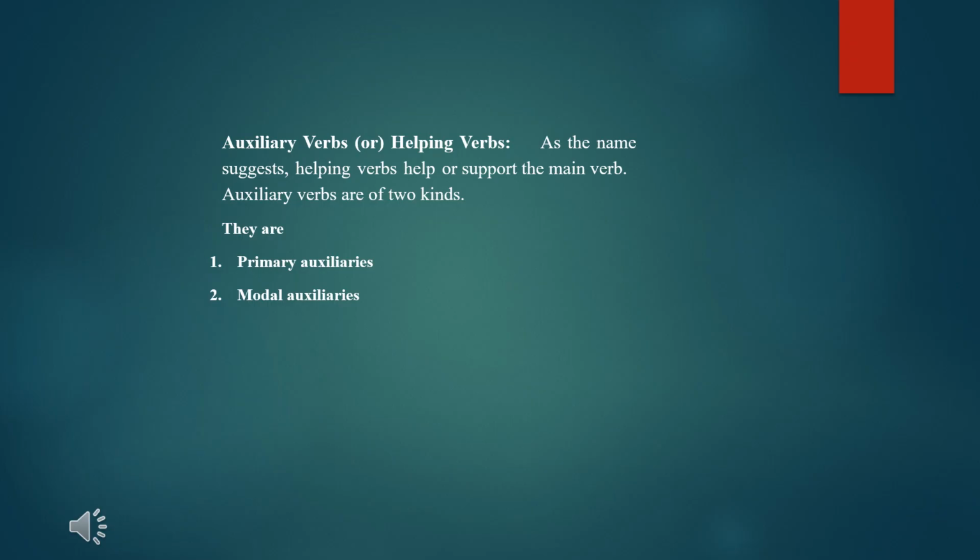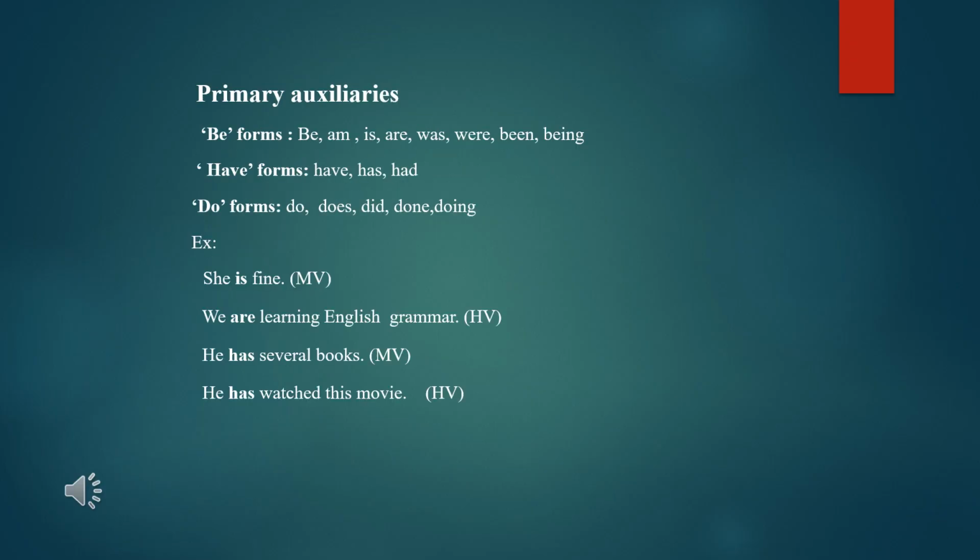Second one, auxiliary verbs are helping verbs. As the name suggests, helping verbs help us support the main verb. Auxiliary verbs are used together with a main verb to give grammatical information and therefore add extra meaning to a sentence which is not given by the main verb. Auxiliary verbs are of two kinds. They are primary auxiliaries and modal auxiliaries.